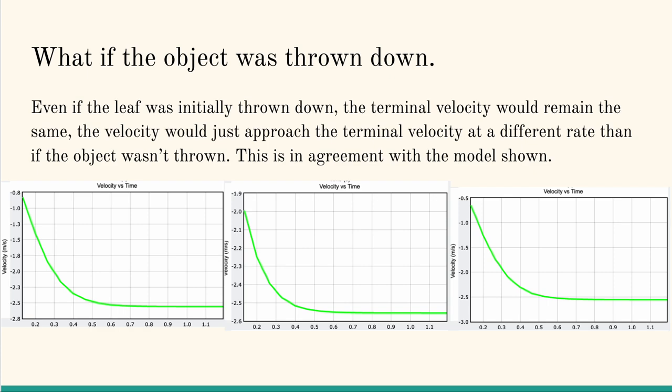So if the object was thrown down instead of just dropped, then that would change the initial velocity of the object, but it does not change the terminal velocity of the object, and so you can see that changes the rate that the object approaches the terminal velocity, but it does not change the terminal velocity that it approaches. As you can see, it's approaching a little bit less than 2.5 in all 3 of these graphs, whereas the slopes of all 3 of these graphs are all a little bit different.